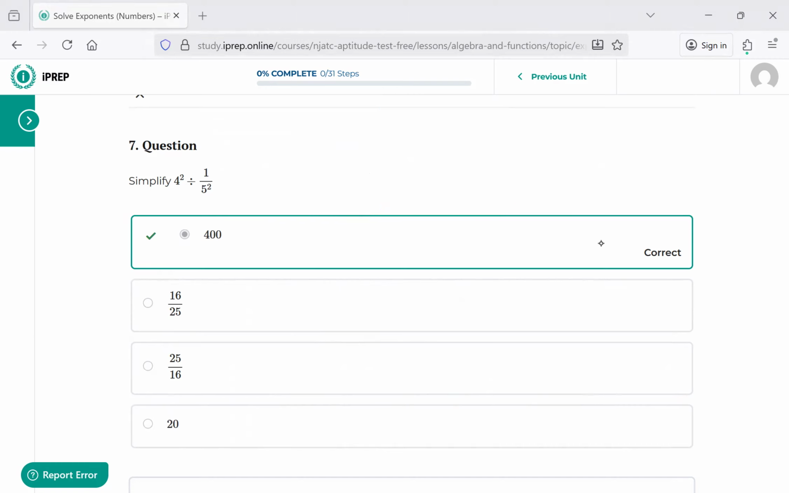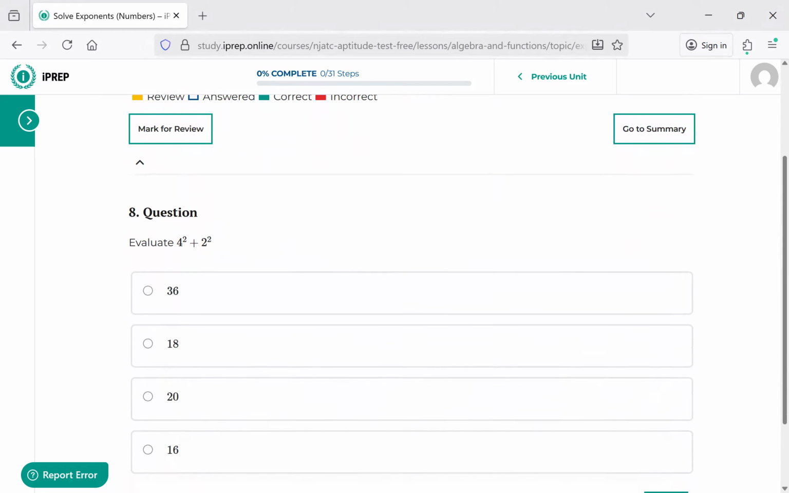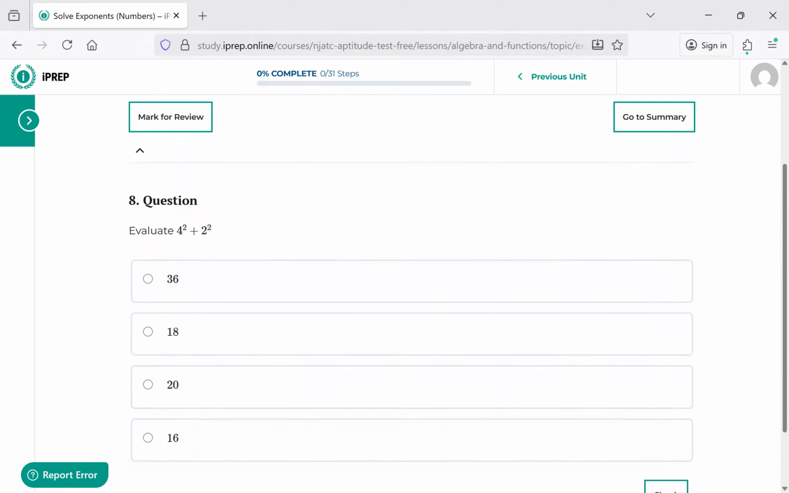Okay, question 8. Oh, we have 4 squared plus 2 squared. Unfortunately, this is not multiplying, dividing, or subtracting. So even if we put it in a common base, there's nothing we can do. We don't have any rules for addition, right? It was either multiplying, dividing, or raising. There's no way. So you're just going to have to simplify this.